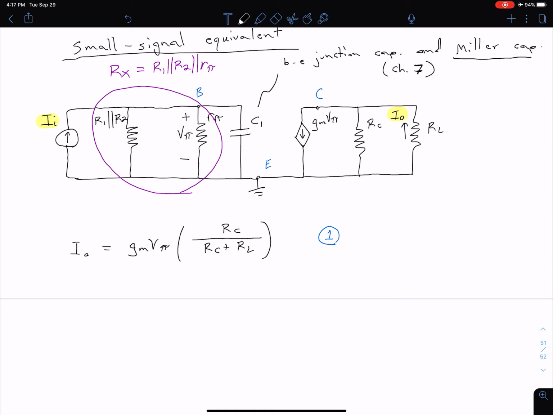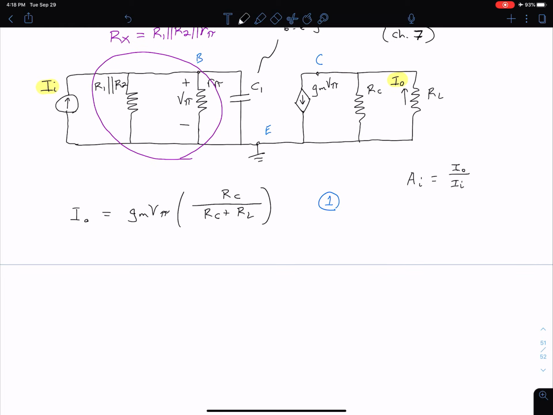Okay, so ultimately, remember, we're looking for our gain, which is going to be our output current divided by our input current. So in this equation, we have our output current, but we want to be able to relate that to our input current. And so we can see we're going to be able to do that through this V pi term, because our V pi is defined over here on the left side where our input current is. So let's now switch our attention to this left side. So we can say that our V pi is going to be equal to our input current times this whole equivalent impedance that it's seen as it goes in.